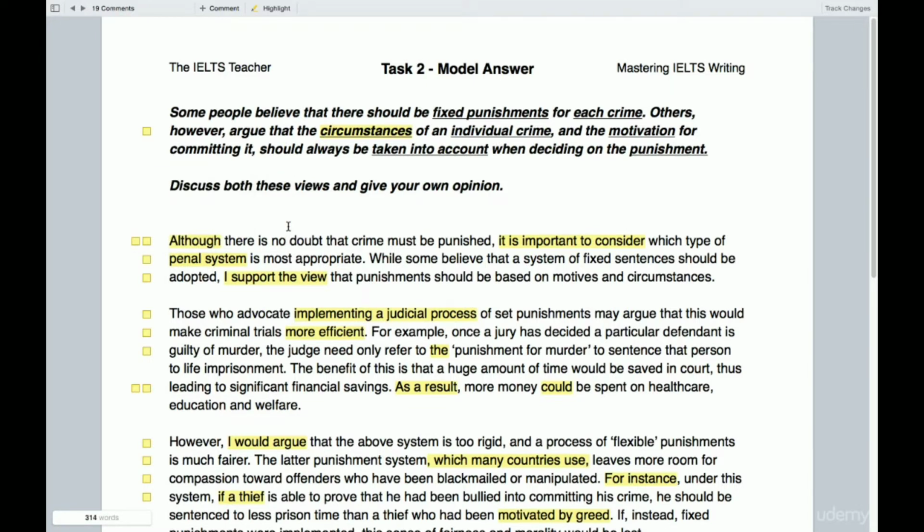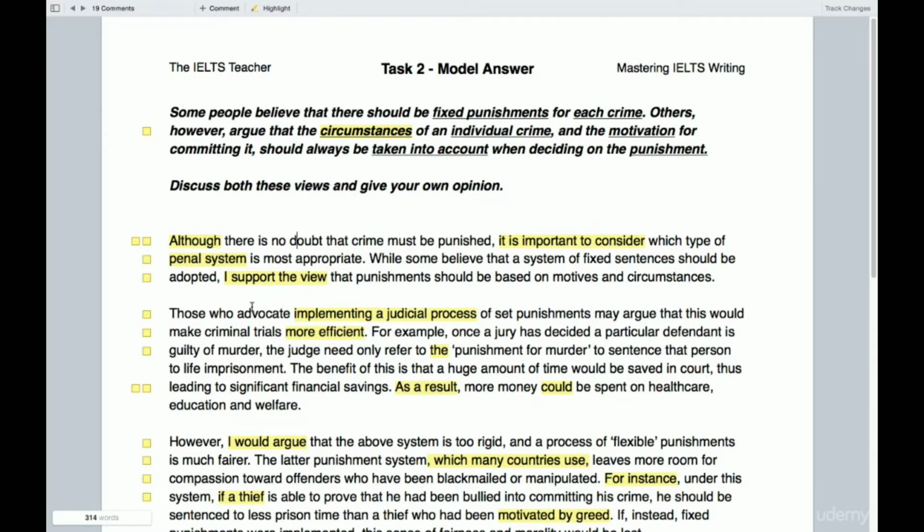While some believe that a system of fixed sentences should be adopted, I support the view that punishments should be based on motives and circumstances. With I support the view, we're giving a clear opinion and we're presenting it in the introduction to make sure that we present the position throughout. You can learn about how to do this in lecture 16, creating and maintaining a position.